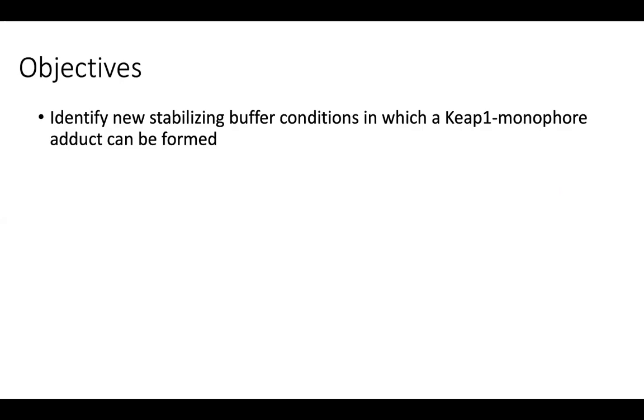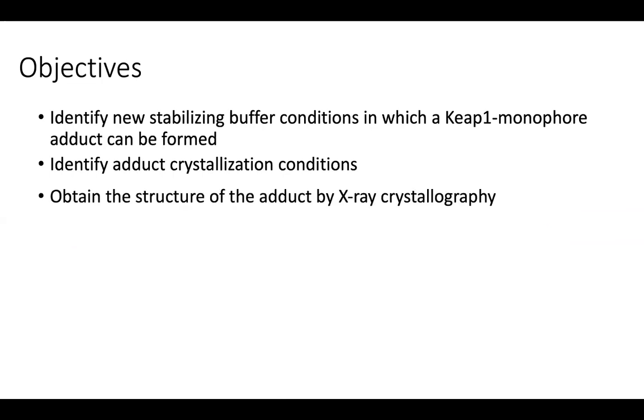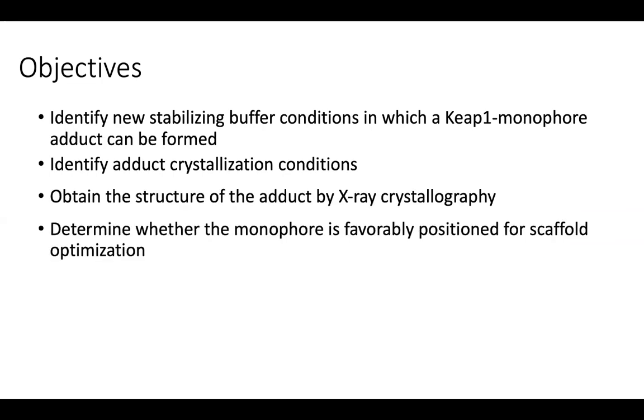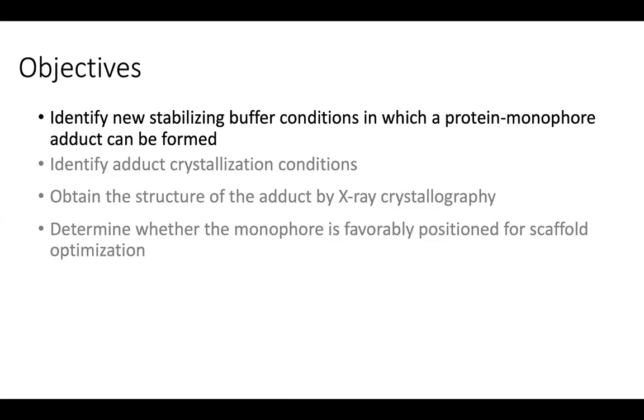So my objectives under this goal were first to identify new stabilizing buffer conditions in which these Keap1 monophore adducts could be formed, to then identify adduct crystallization conditions, obtain the structure of the adduct using X-ray crystallography, and then finally determine whether the monophore is favorably positioned for scaffold optimization. It was important to focus on this first point because the buffer condition we were using initially to form adduct caused the adduct to aggregate, making crystallization efforts very difficult.